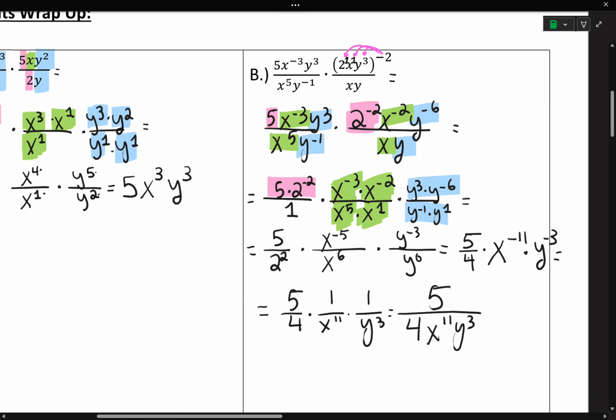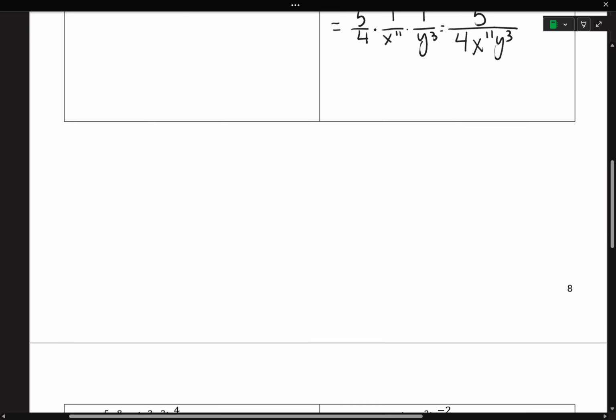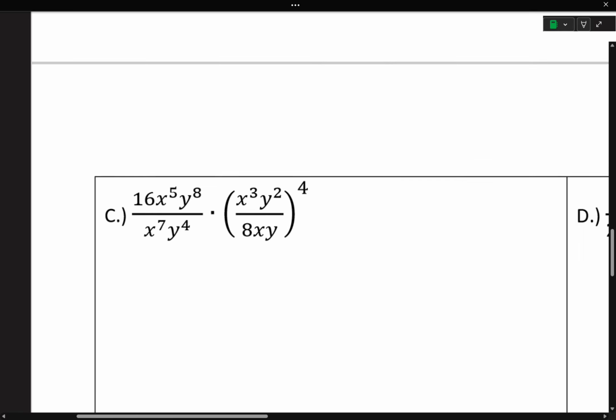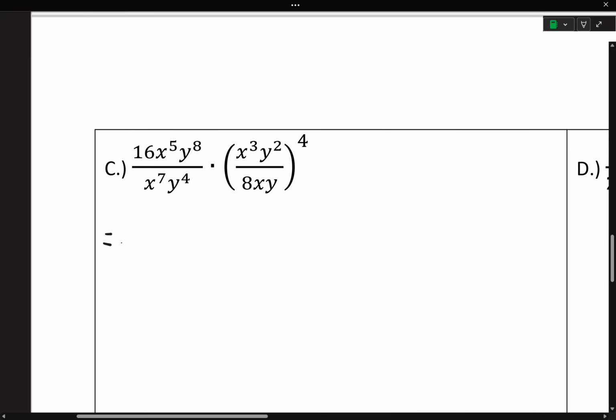Alright, that was A and B. Let's do C and D. Ooh, okay. C has everything to the 4th here, so we've got to do something with that first. The original first fraction is going to stay exactly as is.